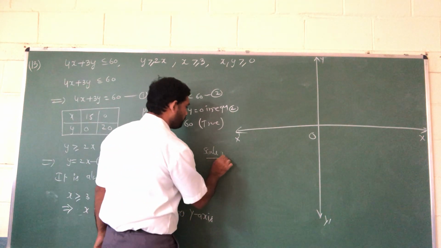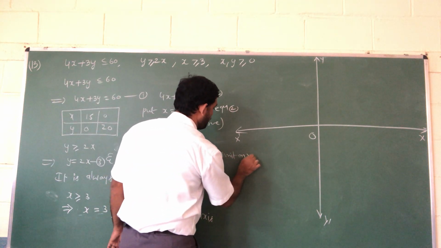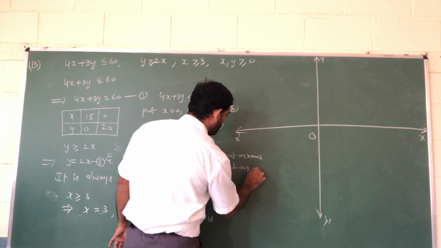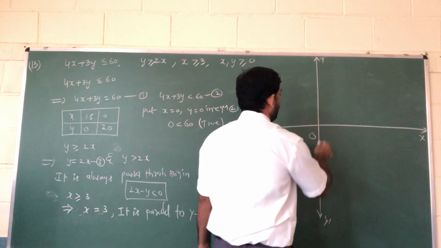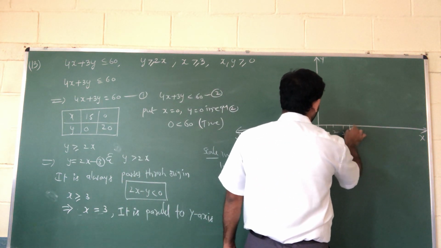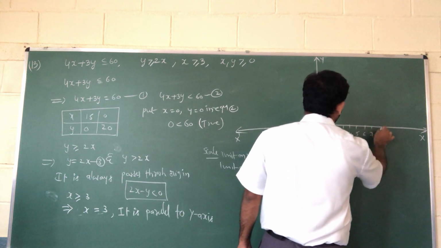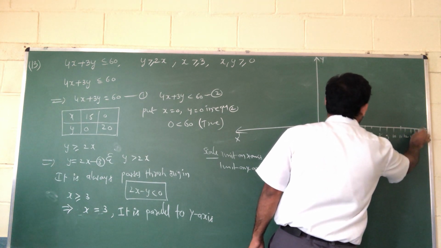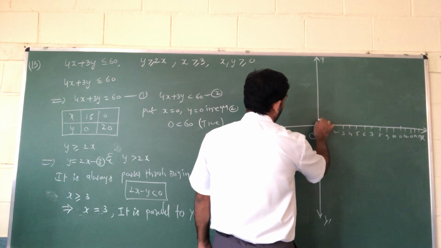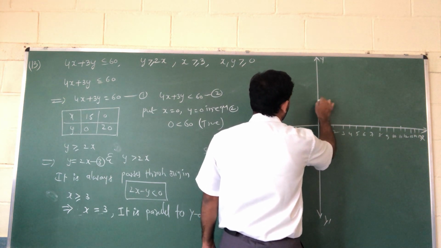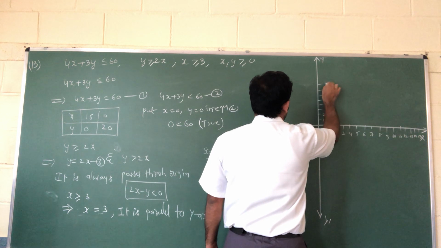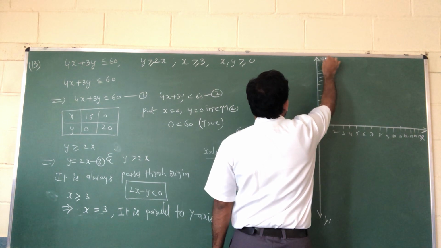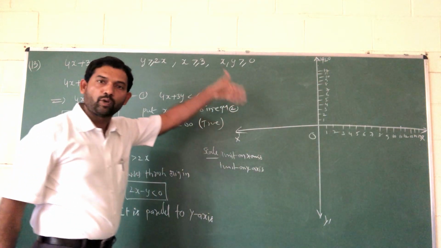Scale 1 unit on x-axis, 1 unit on y-axis you take. So what happens, you see. So 1, 2, 3, 4, 5, 6, 7, 8, 9, 10, 11, 12, 13, 14, 15. On y-axis 1, 2, 3, 4, 5, 6, 7, 8, 9, 10, 11, 12 and so on up to the last value 20. So you take more lines.